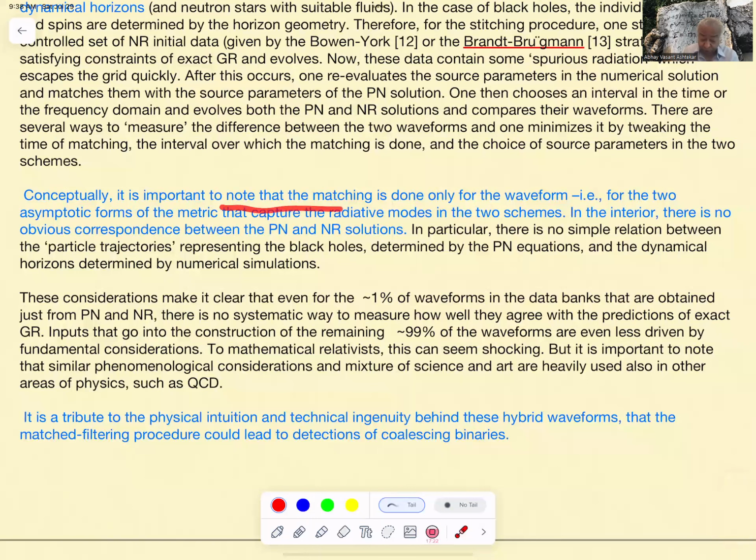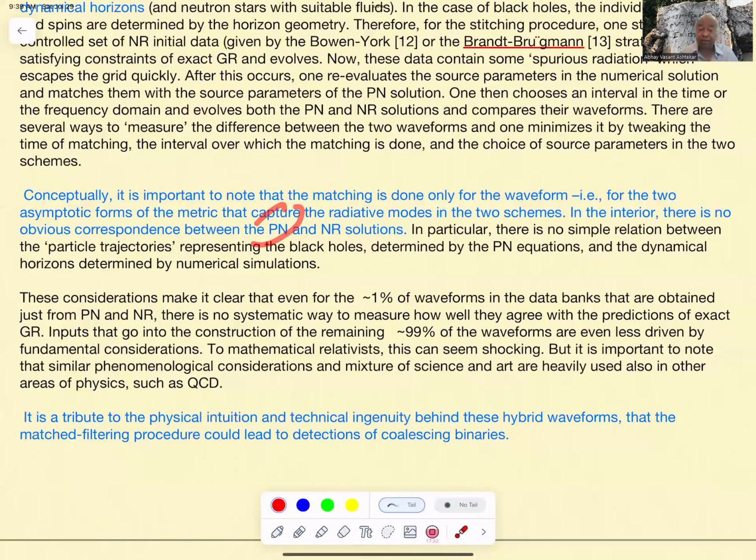So conceptually, it is important to note that the matching is done only for the waveforms. For the two asymptotic forms of the metric, that is to say, that capture the radiative modes in the two schemes. So the matching is done by looking at just the waveform far away and looking at the two radiative modes, if you like, psi 4 naught or sigma naught or h plus and h cross of the wave. One is not trying to match the geometry in the interior at all. In fact, in the interior, there is no obvious correspondence at all between the post-Newtonian methods and the numerical solutions.